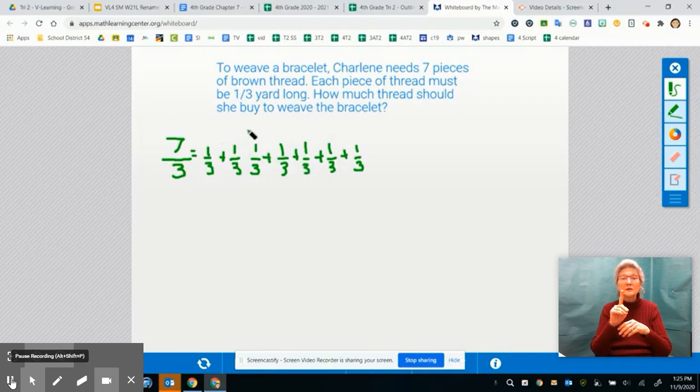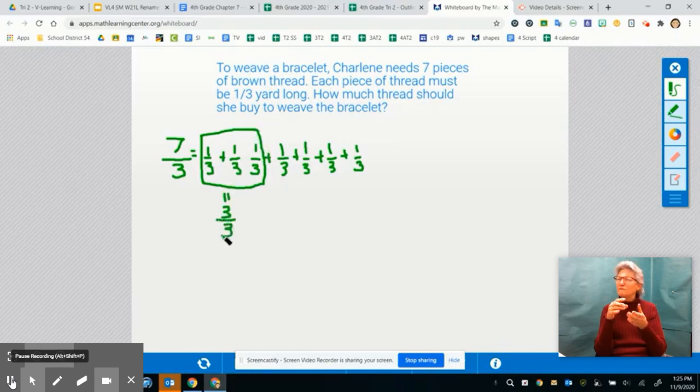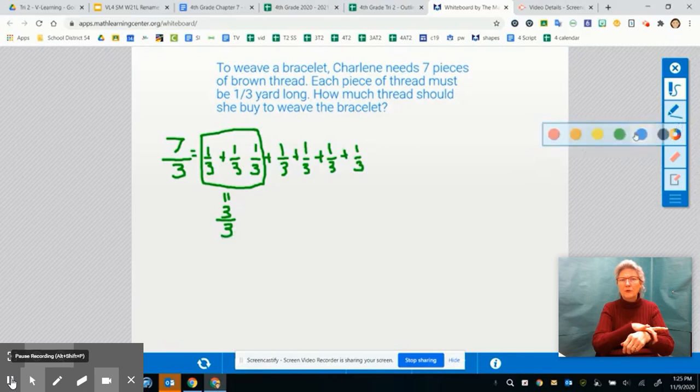So let's take 1/3 plus 1/3 plus 1/3. I know that this equals 3 thirds, which is 1 whole yard. Remember, I'm trying to find out how many total yards I need to buy, or Charlene needs to buy, in order to weave the bracelet. So that's 3 thirds. So let's take a look at what I have left.